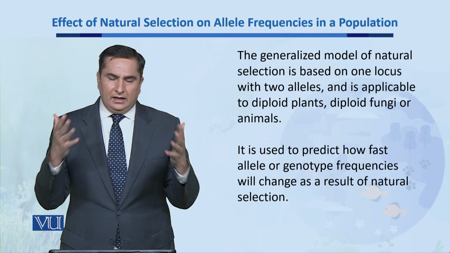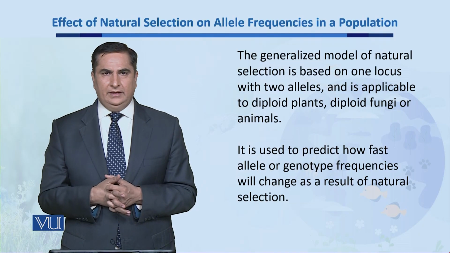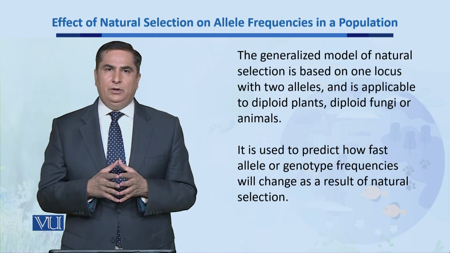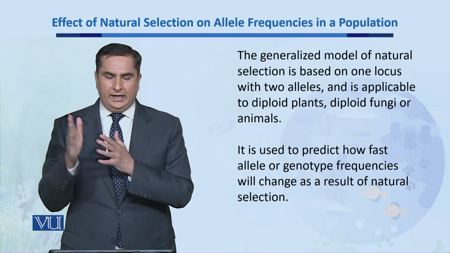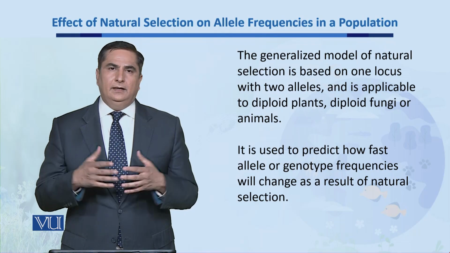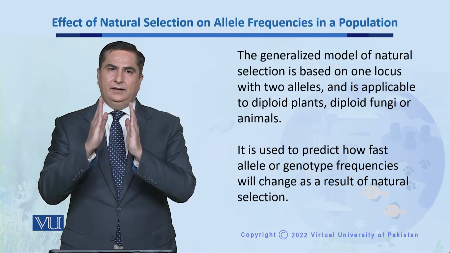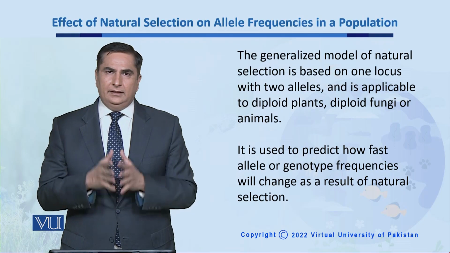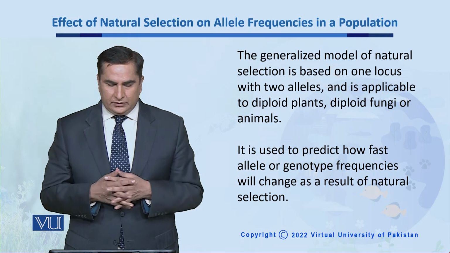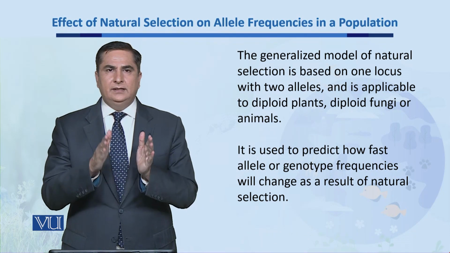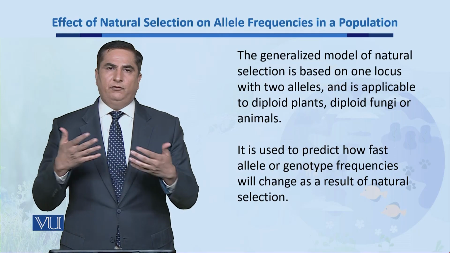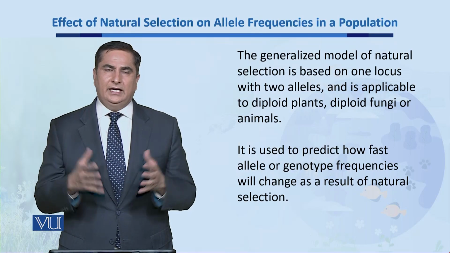Similarly, this generalized model of natural selection is based on one locus with two alleles and is applicable only to diploid plants, fungi, animals, etc. It is not applicable to those organisms which have a single locus; they don't have multiple alleles there. This is actually used to predict how fast allele or genotype frequencies will change as a result of natural selection in a set of population.